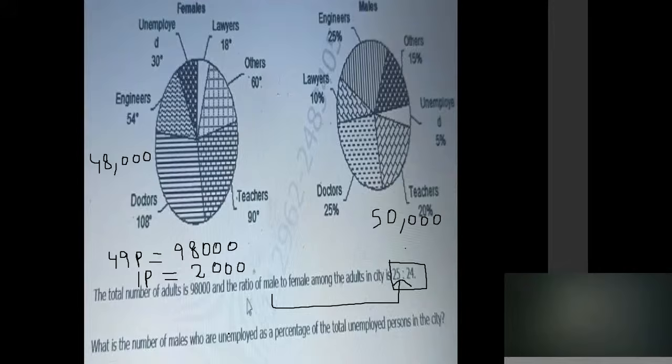Next, we should find the number of males who are unemployed. Number of males who are unemployed means you should find this 30 degrees. We can calculate it like this. The entire circle gives us 360 degrees. So 360 degrees means here the total number of females.